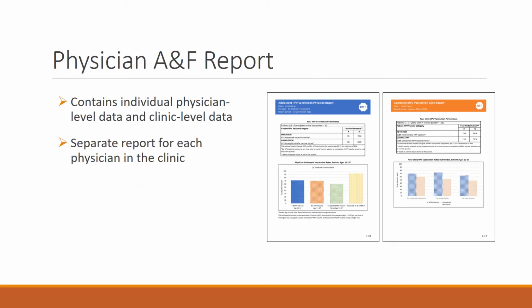The physician report has 2 pages. The first page contains individual physician level data and the second page contains clinic level data. The A&F report template will generate a separate report for each physician in your clinic.